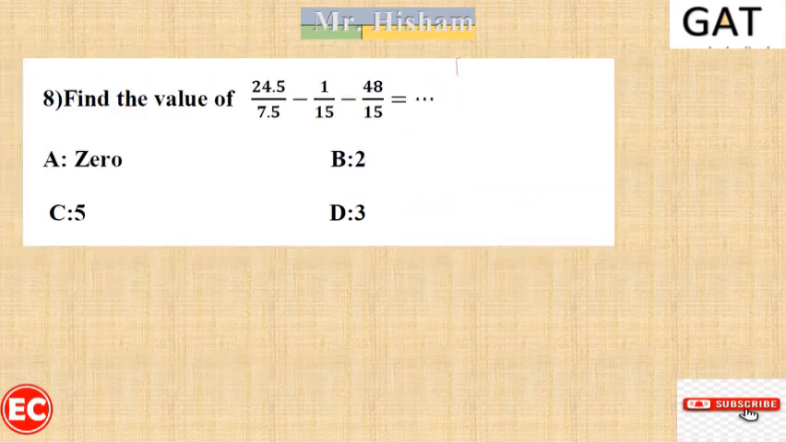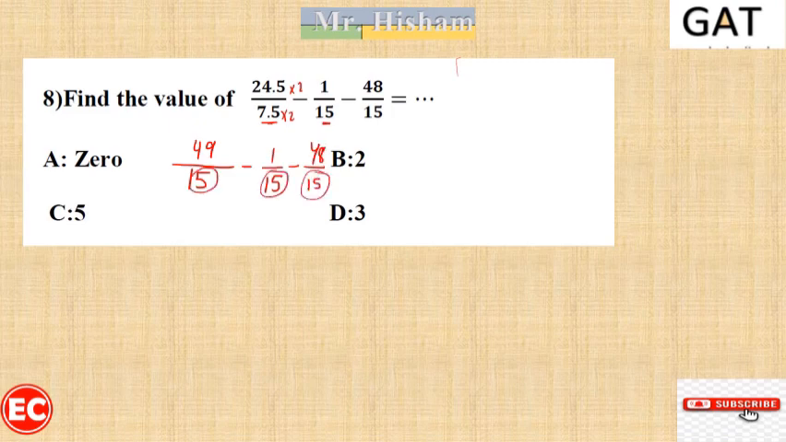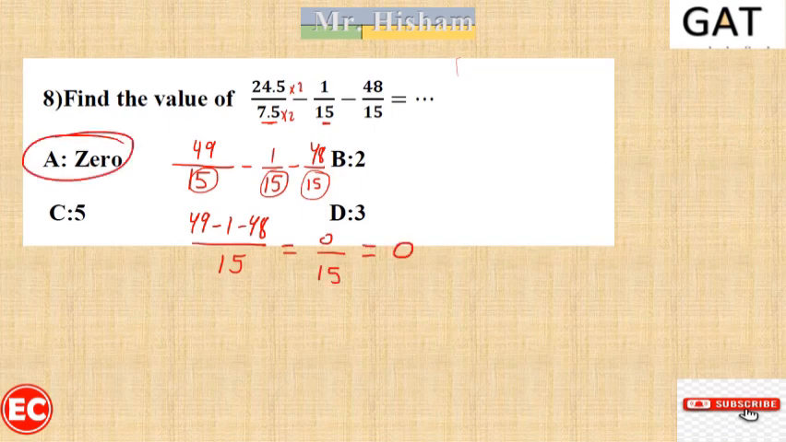Regarding question number 8, find the value of 24.5 divided by 7.5 minus 1 over 15 minus 48 over 15. As we can see clearly, here is 15, but here is 7.5. So if you multiply here by 2, up and down, the denominator will be 15 and the numerator will be 49. Minus 1 over 15 minus 48 over 15. I have the same denominator 15, so all I have to do is add and subtract the numerators, which gives me 0. And 0 over 15 is equal to 0. So the right answer is A.